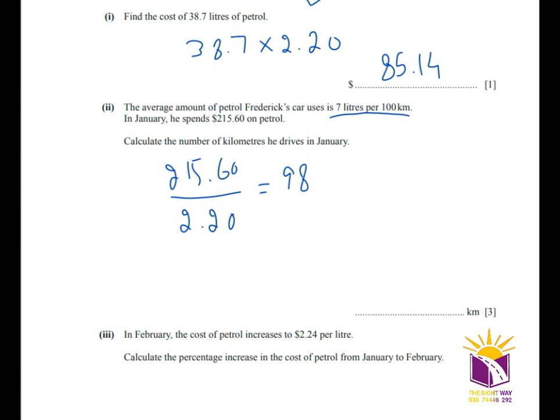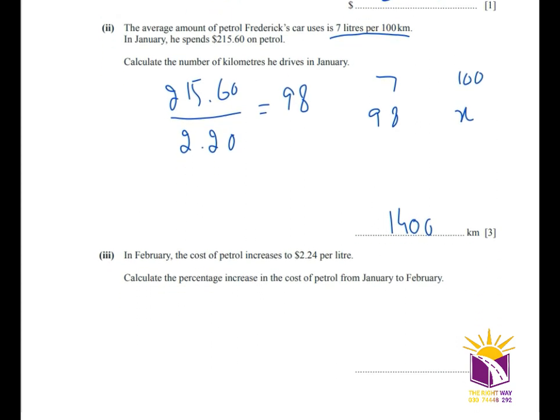Now you can use the ratio method: 7 liters for 100 kilometers, so 98 liters will be x kilometers. So it will be 100 multiplied by 98 divided by 7. So his car has driven 1400 kilometers. The car traveled 1400 kilometers in 98 liters.